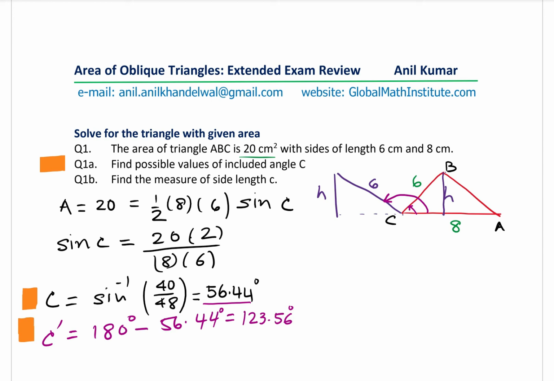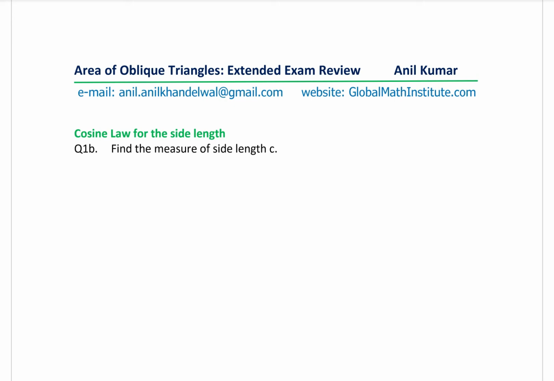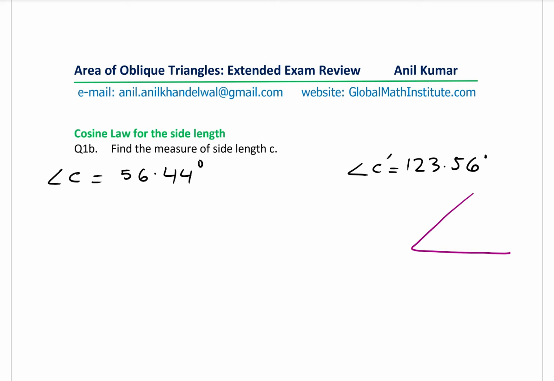Now we'll continue and find the side length C using the cosine law, right? So the two angles are 56.44 and 123.56. So in our case, we got two angles. We have angle C as 56.44 degrees and the other angle C, which we'll call C dash, as 123.56. Now for both these angles, and the triangle sides were 6 and 8 for us, let's redraw the triangle. And that is the angle which we are saying, 56.44. We have to find the opposite side, C.